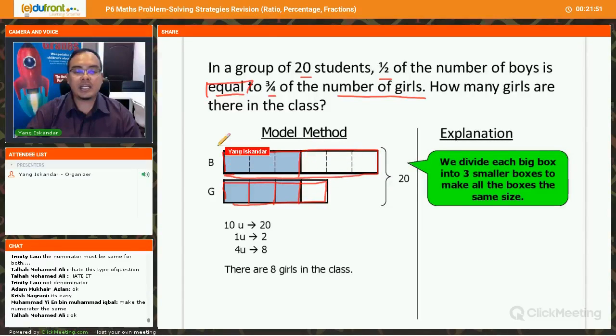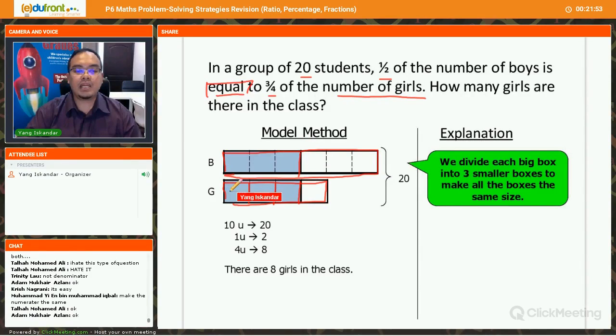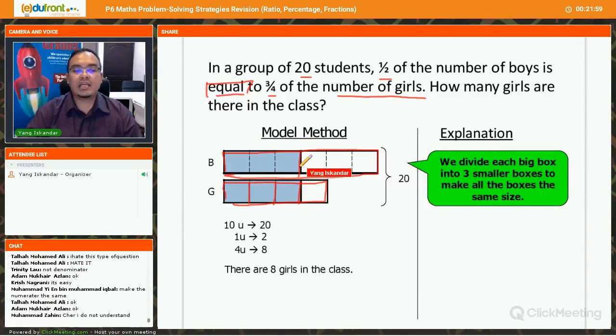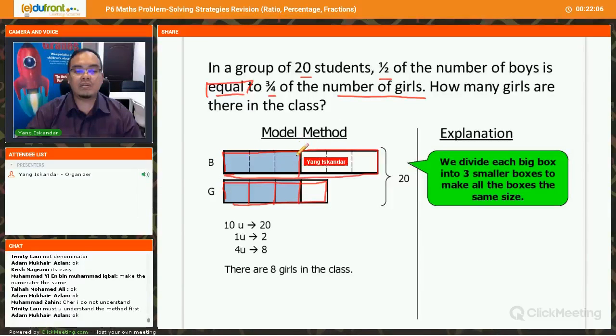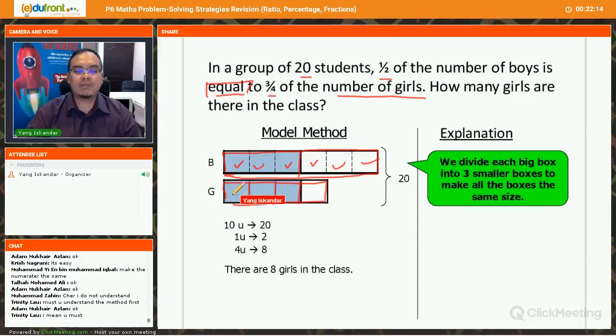We can see here initially for the boys there is 1 big unit, but for girls there are 3 smaller units. To be able to compare, first we need to divide the bar for the units for boys into 3 equal parts. So 1, 2, 3, 1, 2, 3, and likewise here we make it the same. With this, we can make a comparison with the size of the boxes for girls.